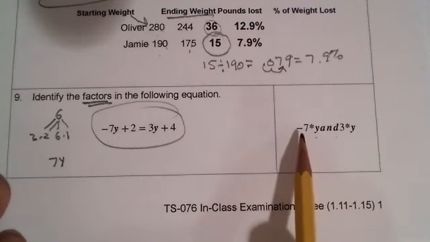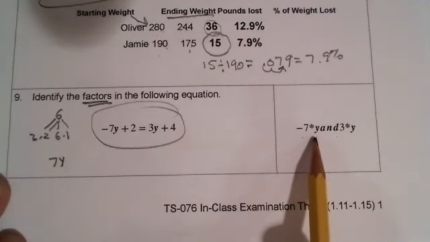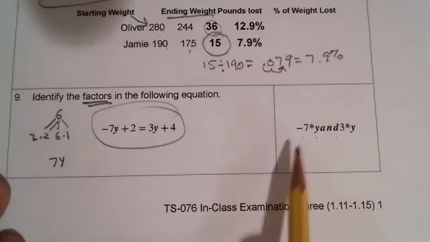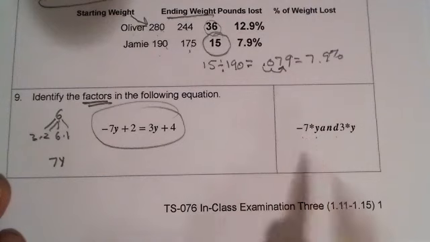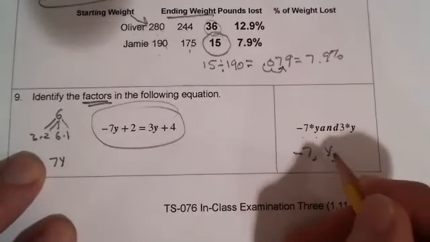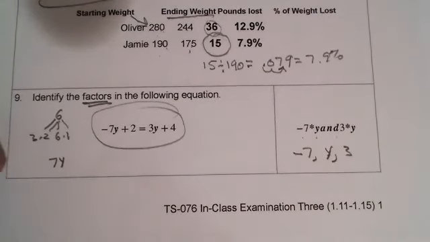Now you could have just said negative 7, y and 3 because there's kind of two y's here, but if you listed it like this in your answer, I'd give you credit for it. Or if you just said negative 7 comma y comma and 3, technically those are the factors. Okay, all right, moving on to the next thing.